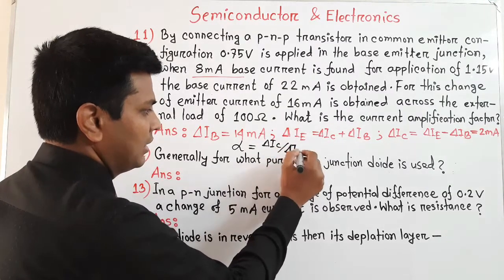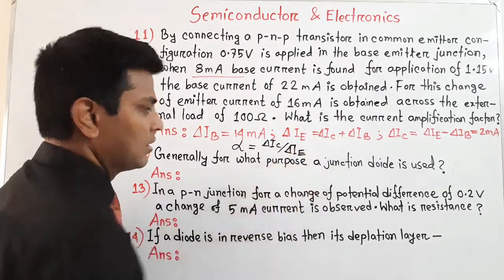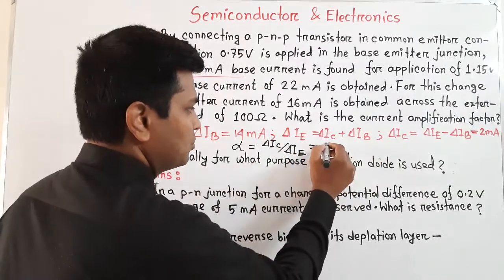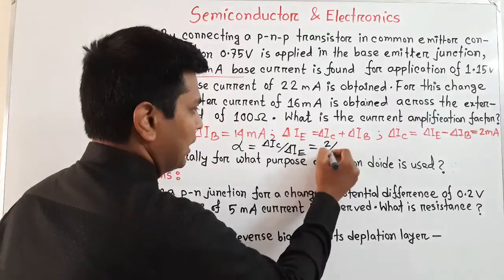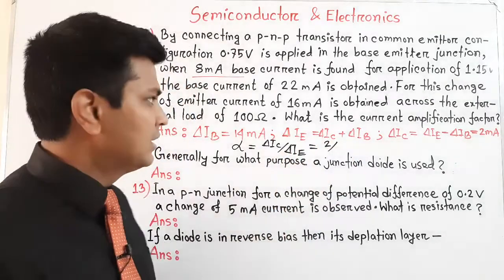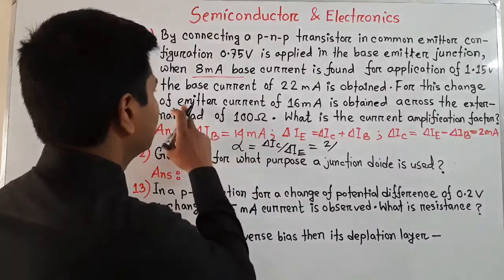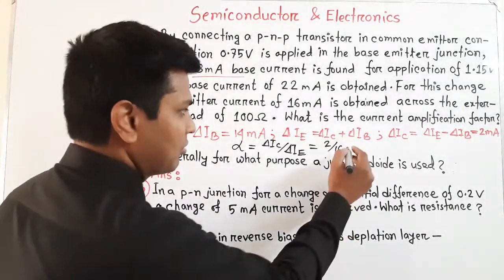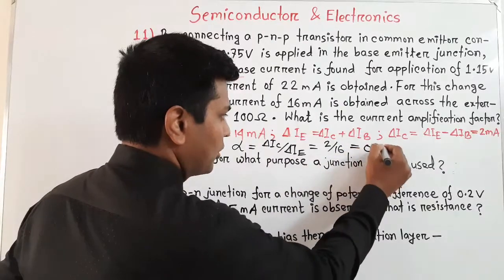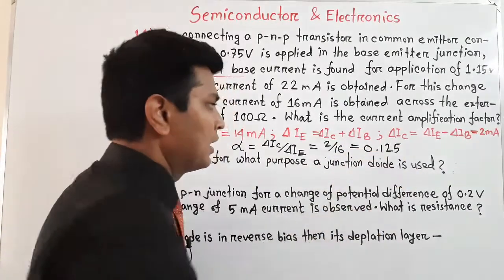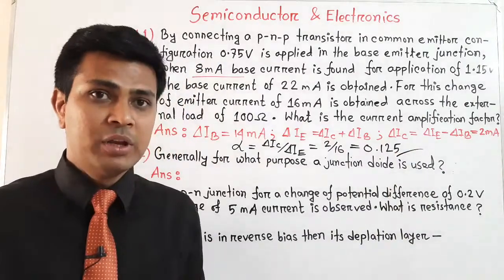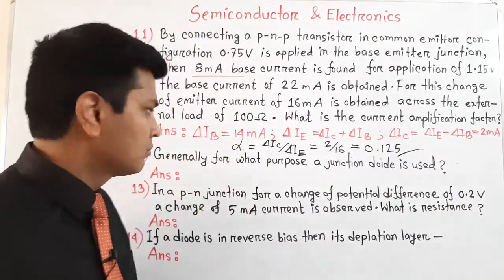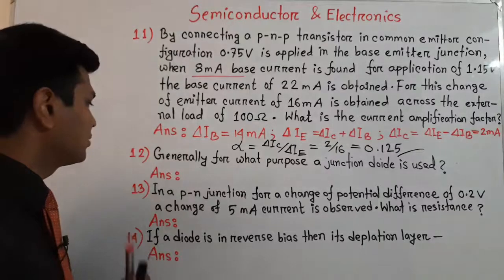Now the final formula, current amplification factor alpha equals del IC divided by del IE. And now if we put the value of del IC, which is 2 milliampere, and del IE, that is emitter current, is given here 16 milliampere, then after calculation we get here 0.125, and it has no unit because it's the ratio of the same quantity. Hope you have understood.